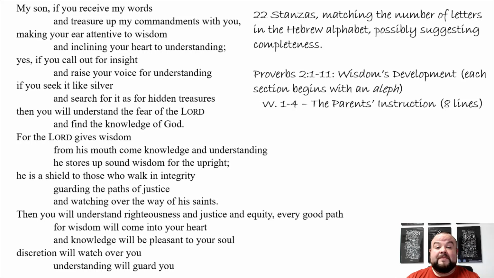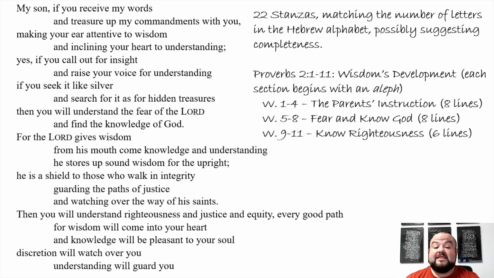And what we see is that it breaks down very nicely, and the second half breaks down exactly the same. In verses 1 through 4, we have the parent's instruction, which consists of 8 lines. In verses 5 through 8, we have the goal of fearing and knowing God, which is 8 lines. And then in verses 9 through 11, we have the idea of knowing righteousness, which is 6 lines. And again, the second half of the chapter is going to break down that same way. 8 lines, 8 lines, 6 lines. And so that's very helpful.